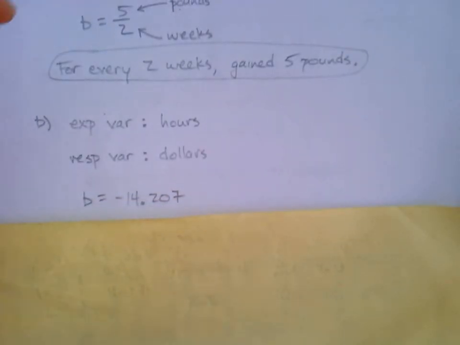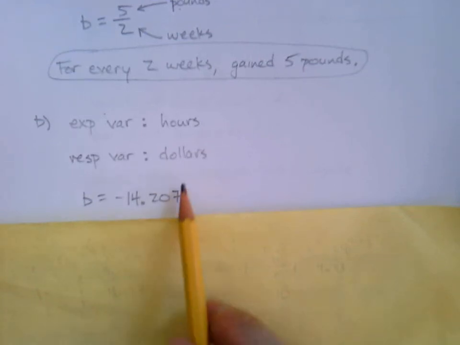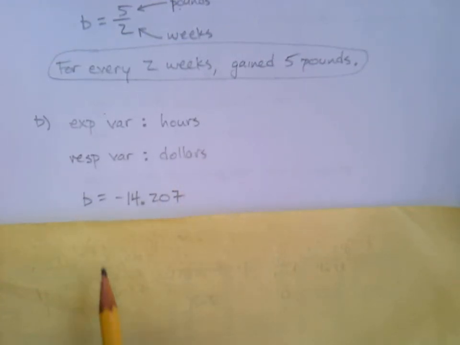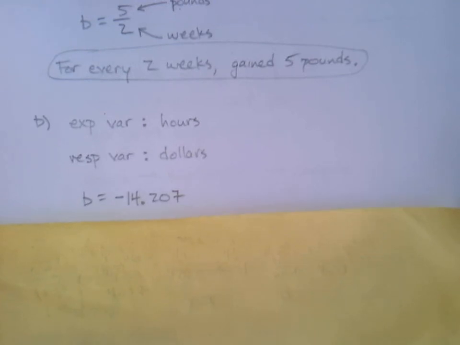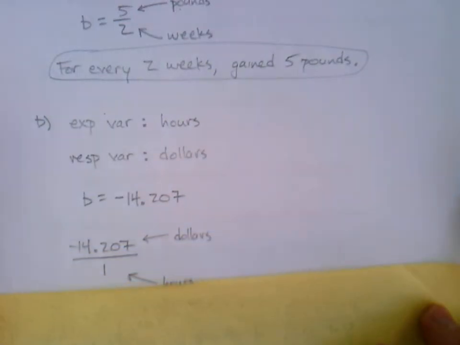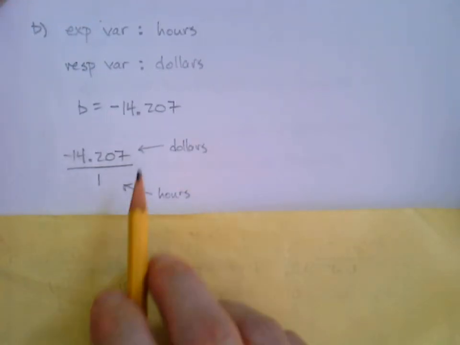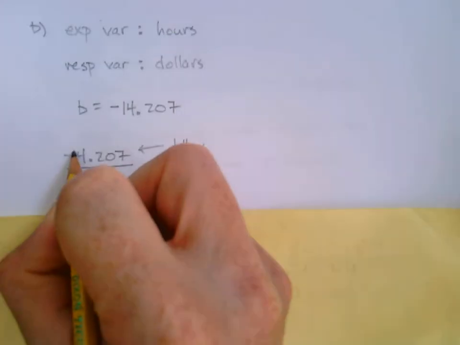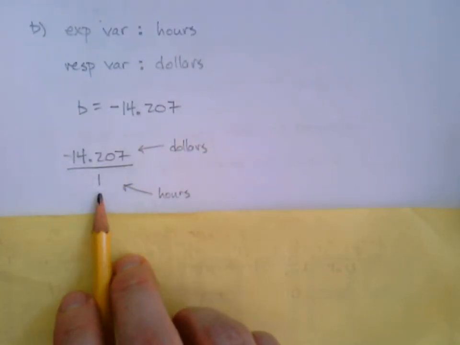How about this? And we'll get this decimal value for the slope now. Let's say the explanatory variable represents hours. The response variable represents dollars. And we find the slope to be negative 14.207. How would we interpret that? Well, we need to think of it like a ratio. So put it over 1. And you might remember doing this sort of thing in algebra. Think of it as negative 14.207 all over 1.